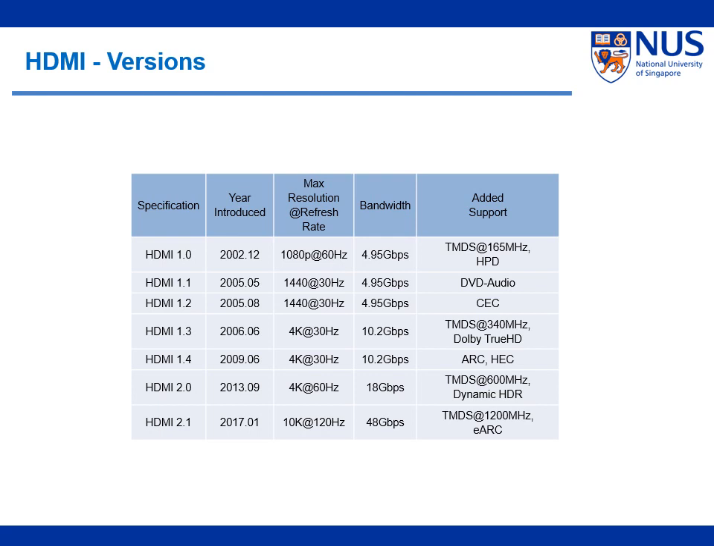HDMI 2.1 is the latest version and was released at the end of 2017. It significantly increased bandwidth, supporting video resolutions up to 10K and 4K and 8K videos at up to 120 frames per second. HDMI 2.1 also introduced new features such as high dynamic range and enhanced audio return channel, as well as improved support for gaming features like variable refresh rate.